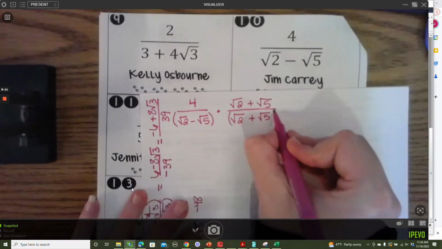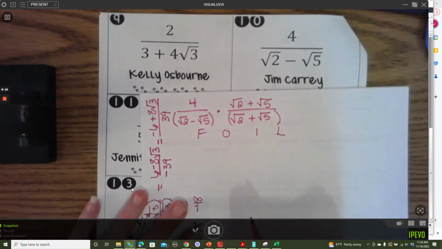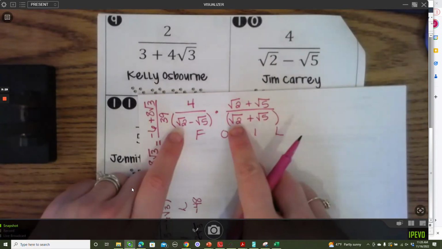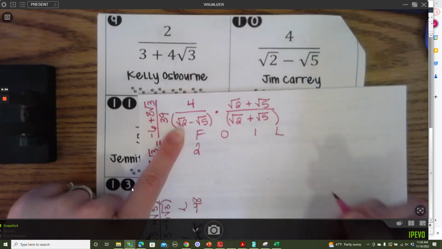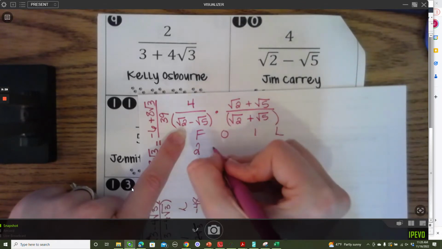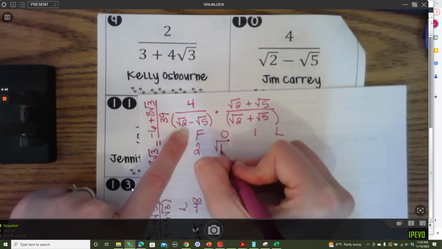So on the bottom, we've got to use FOIL. Is everybody seeing when I'm saying what the first is, what the outside is, what the inside is, what the last is? Does that make sense? You should have done FOIL before with quadratics. All right, square root of 2 times the square root of 2 is just a 2. Outside, square root of 2 times the square root of 5. Keep the radical, multiply what's underneath. 2 times 5 is a 10.